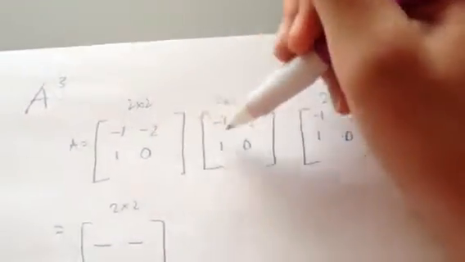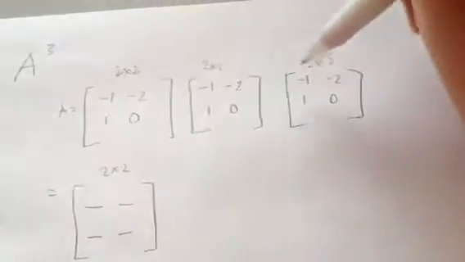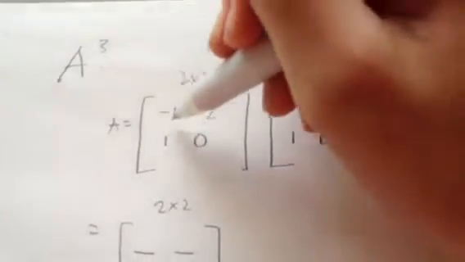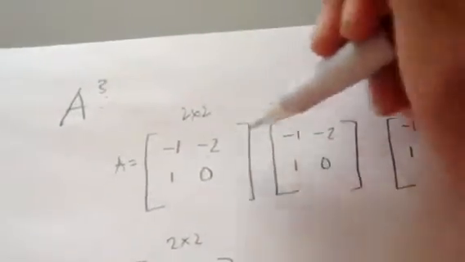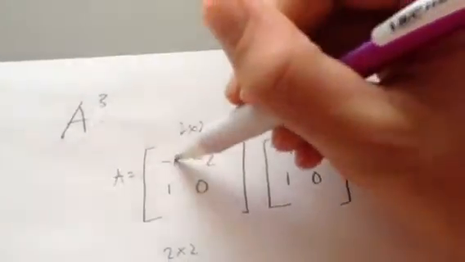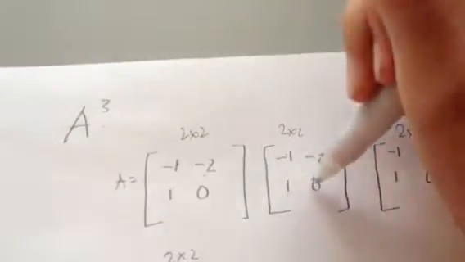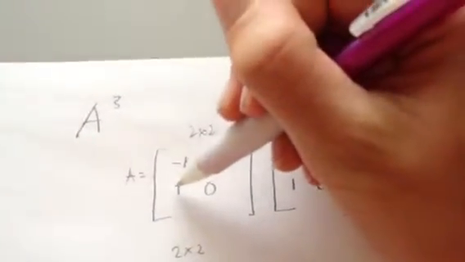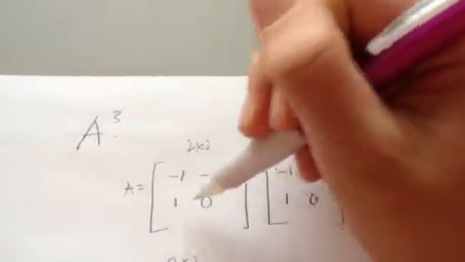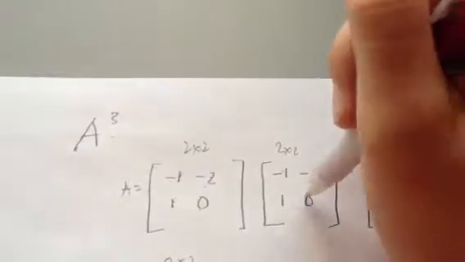So the product of 2 of those will be 2 by 2 still. So what I'm going to do is multiply these two, get that, and then multiply it by the other one. So what you do to multiply matrices is you take this number times that number, this number times that number, then this number times that number. Then you go down, 1 times -1, 0 times 1, then 1 times -2, then 0 times 0.